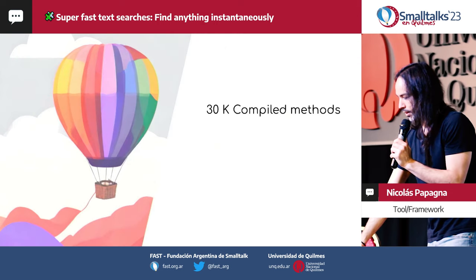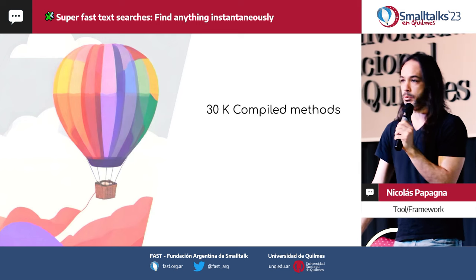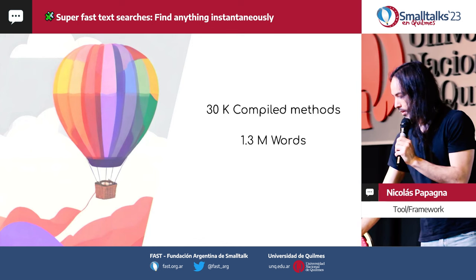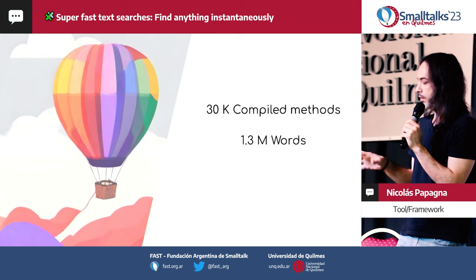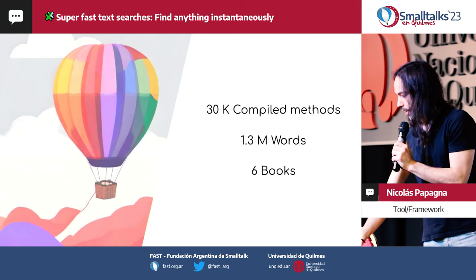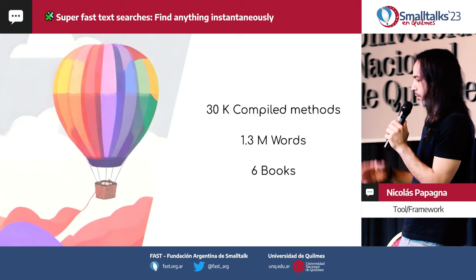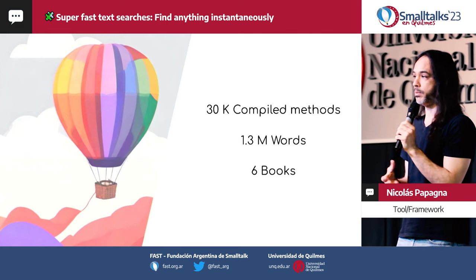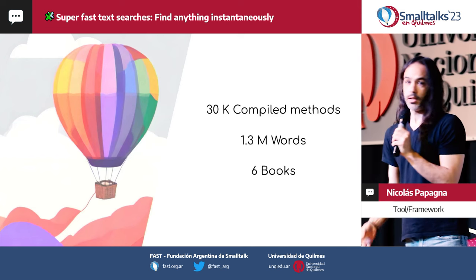before that, a little bit of statistics here. I'm running the Pharo university distribution of Pharo. It has around 13 thousand compiled methods. Because we're going to be working with words or parts of words, there are about 1.3 million words in this image. And that's about 6 books, 6 400-page books. So it's not a big system, but for this kind of search, it is a lot of information that you have to handle.